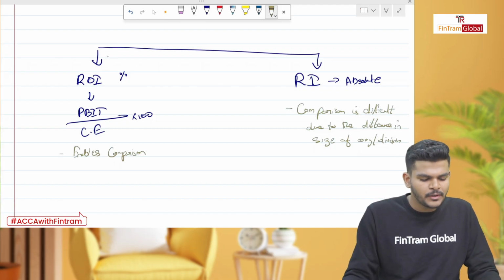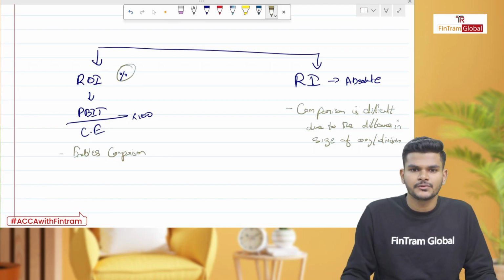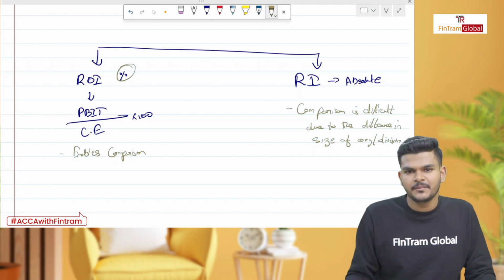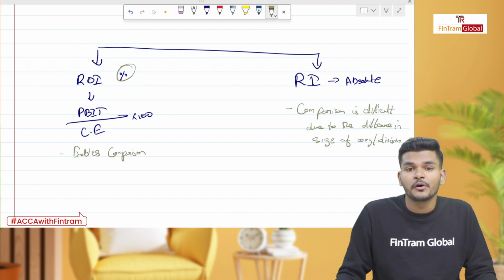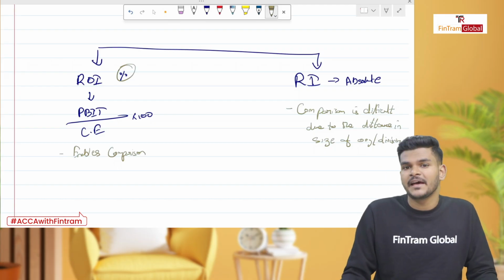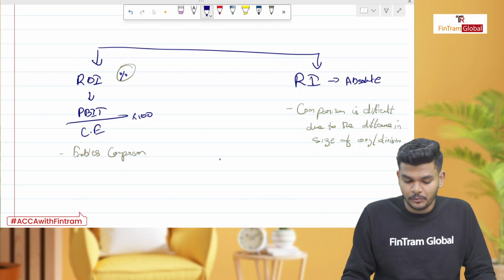So since ROI is a percentage figure, it can definitely enable comparisons. Okay, folks. But since RI is an absolute value, comparison may not be appropriate. We have the same point for economic value added as well. That's also an absolute figure, isn't it? So therefore, comparison may not be appropriate. So that's quite a relevant point, right?